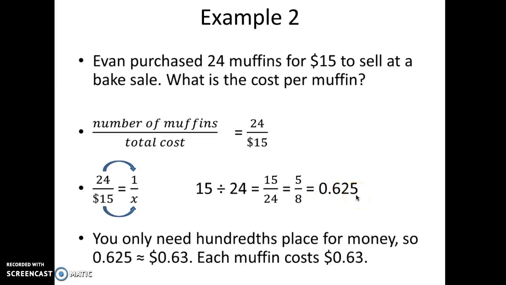Now, since money, we don't use the thousandths place, we use the hundredths place, we would need to round. So it would be about 63 cents per muffin. Now, some of you might be thinking, well, what if we just divide 24 by 15? Well, if I divide 24 by 15, that will give me a mixed number. If I do 24 divided by 15, that will be in my denominator, and that would be a little bit confusing. So it's easier to think about it as 15 divided by 24 because we want to scale down to get the cost for one muffin. So each muffin costs 63 cents.